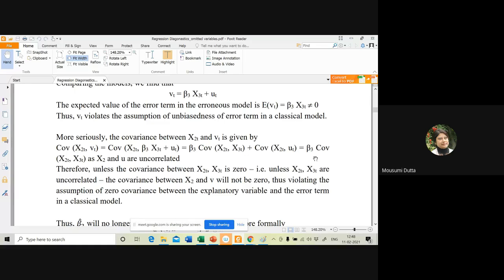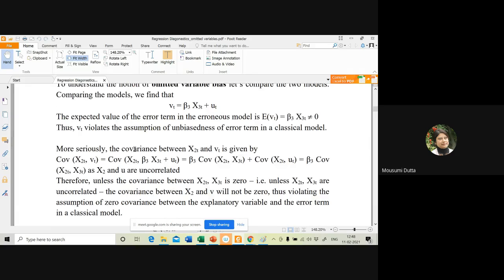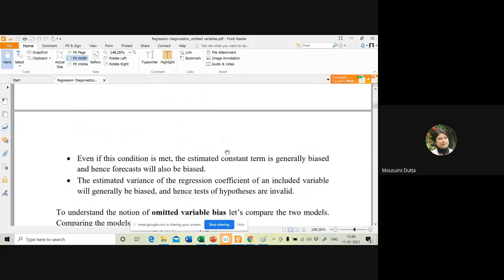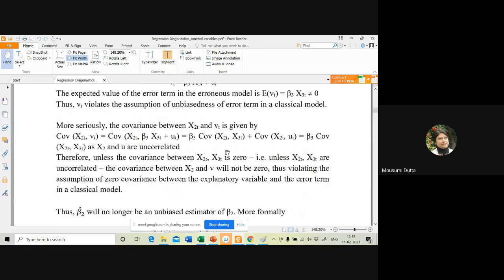So once again, we are finding violation of an assumption of the classical model. First, we got expectation of Vt is not equal to 0. Again, we are finding covariance between x2t and Vt. That is, in the second model, the covariance between the explanatory variable and the error is also non-zero. This is violation of another assumption in the classical model.